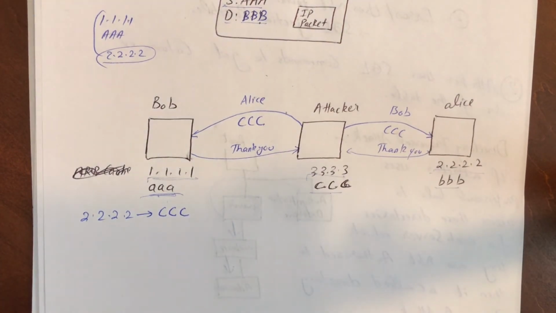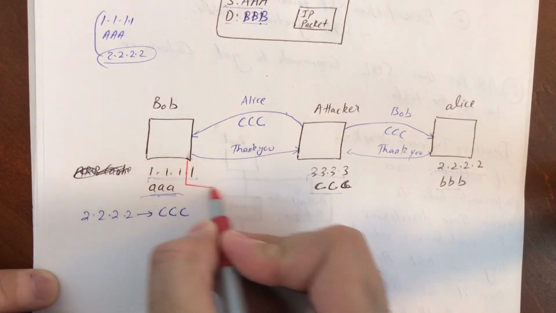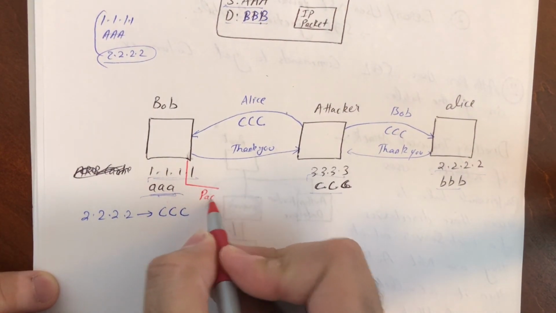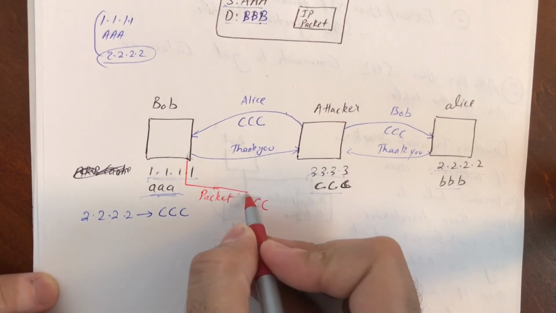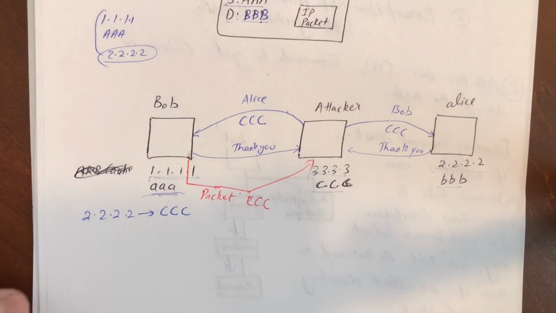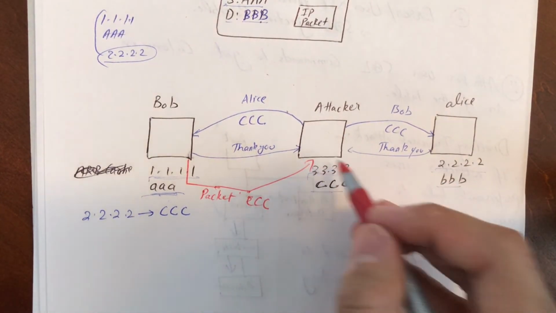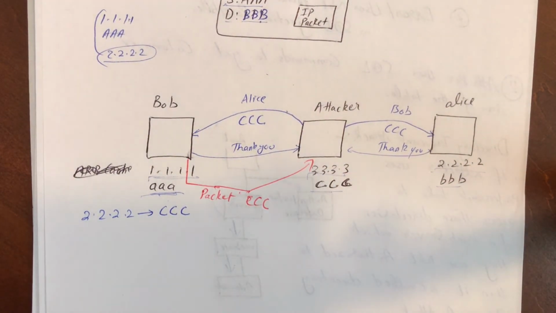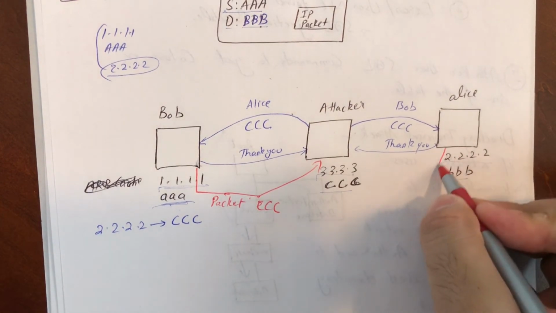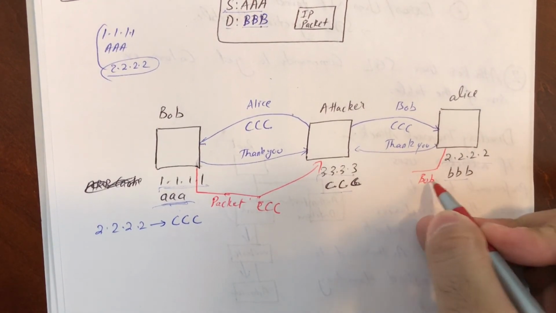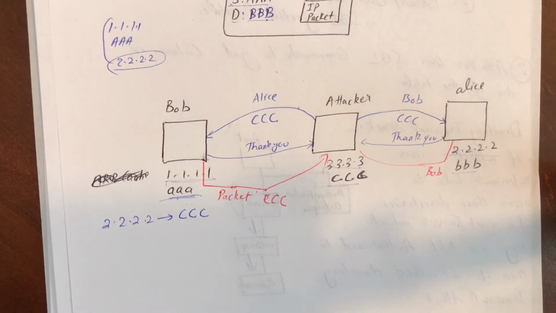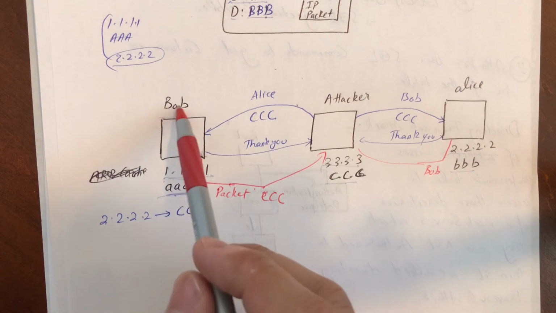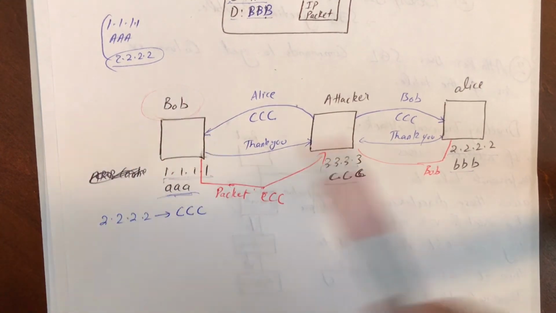Now what happens? Let's say Bob wants to send a packet to Alice. So this is the packet. Bob will send the packet to CCC. Now who will receive it? The attacker, not Alice. And the attacker can modify this and send it to Alice, or do whatever the attacker wants. The same is the case with Alice. If Alice wants to send a packet to Bob, who will receive it? It's the attacker. This particular attack is called the ARP poisoning attack, where the attacker modifies the MAC addresses or ARP cache of all the nearby users.